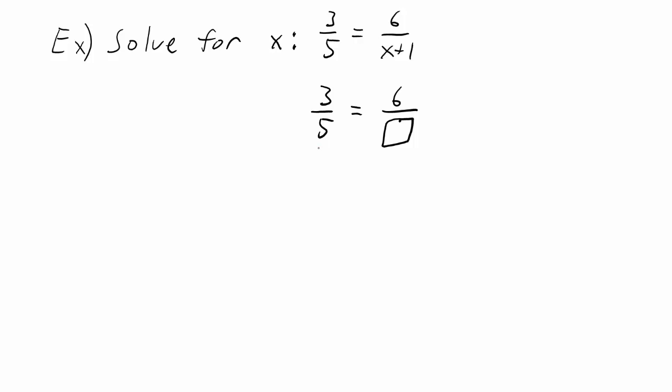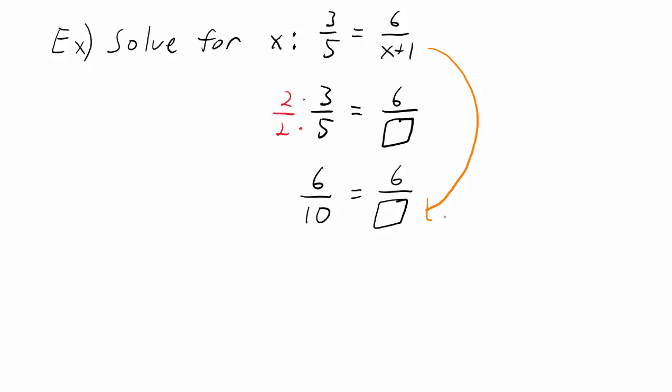To accomplish that, we just need to multiply by a special version of the number 1, 2 over 2. So 3 over 5 equals 6 over 10. Now the quantity in the box is equal to x plus 1. So now we know that 10 must equal x plus 1. And since 9 plus 1 equals 10, we know x equals 9.